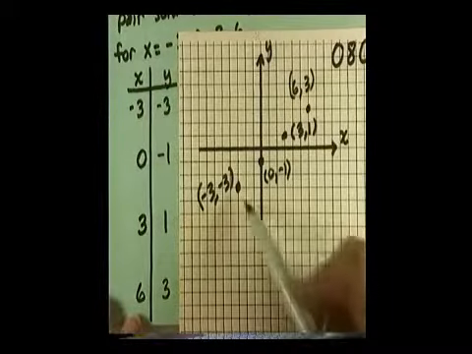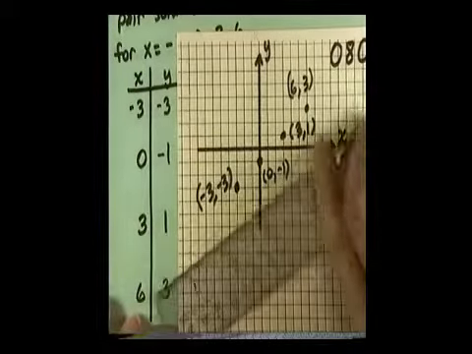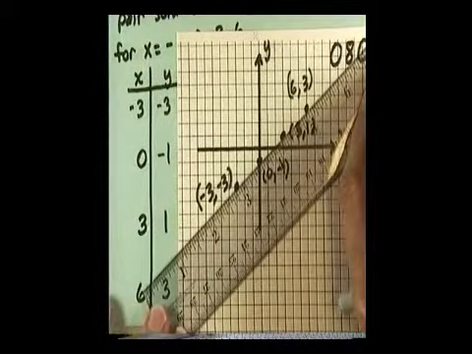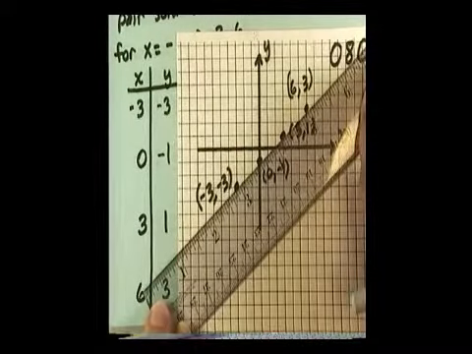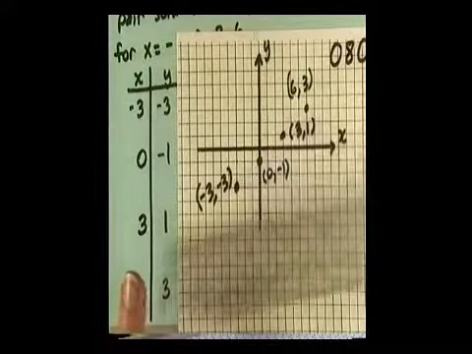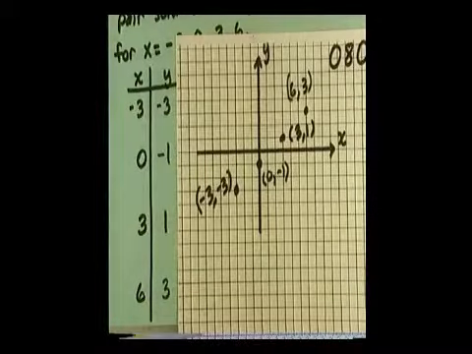You may notice that these 4 points do come in a straight line. If I put a ruler down, the ruler will touch all 4 of those points. However, I'm not asked to connect the dots. We simply graph the ordered pairs that we found in our chart. Let me give you some exercises now.